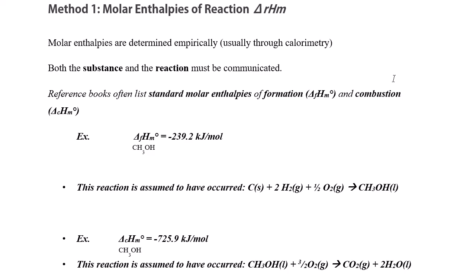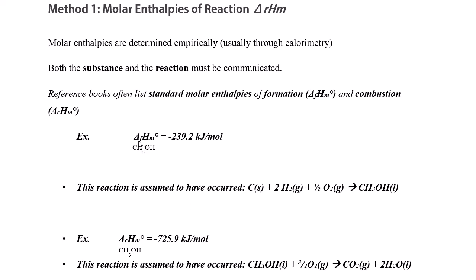So let's look at our first method. Method 1 is by writing a molar enthalpy for a reaction. Molar enthalpies are determined empirically, experimentally, usually through calorimetry. And if I'm wanting to use this method, I have to specify what substance I'm talking about, and I have to specify the type of reaction that's happening. So let's look at my example. We've got the formation of methanol.